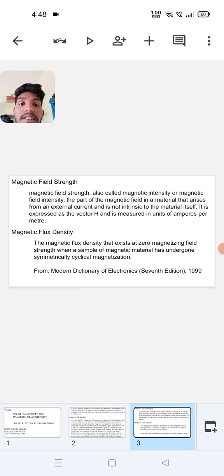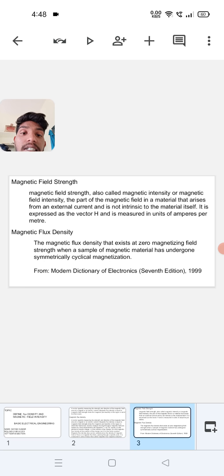Magnetic field strength, also called magnetic intensity or magnetic field intensity, is the part of the magnetic field in a material that arises from external currents and is not intrinsic to the material itself. It is expressed as vector H and is measured in units of amperes per meter.